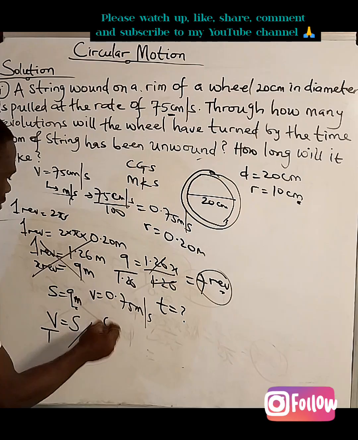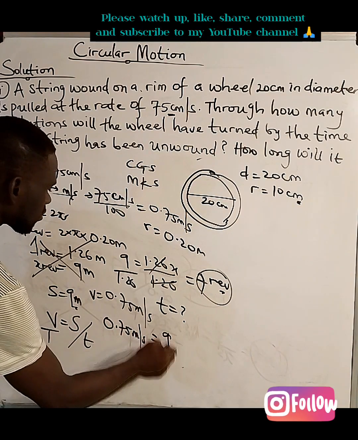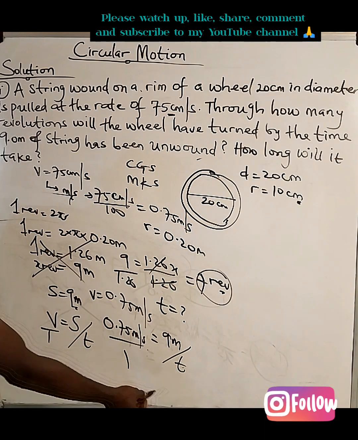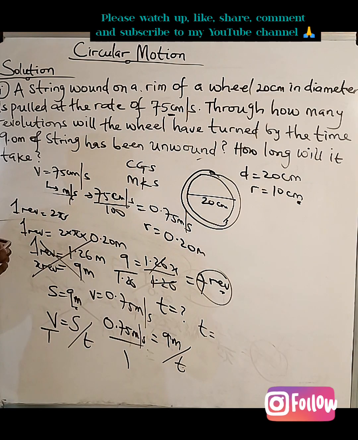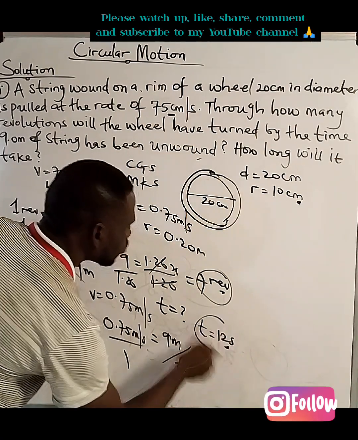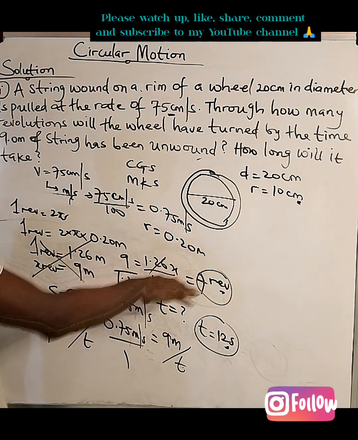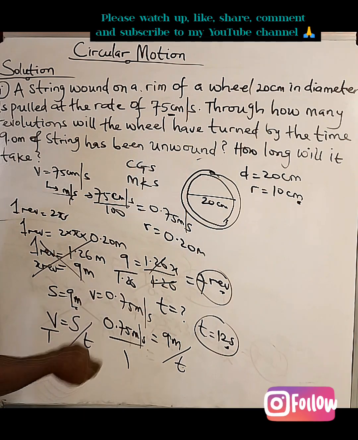So 0.75 meter per second is equal to the distance, which is 9 meters, over time. For us to get the time, we cross multiply, and this comes down here. So the time would be 9 meters divided by 0.75. That'll give us 12 seconds. That's absolutely 12 seconds. So it took 12 seconds for the 9 meter string to be unwound. As simple as that.